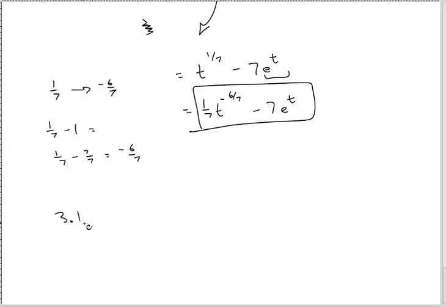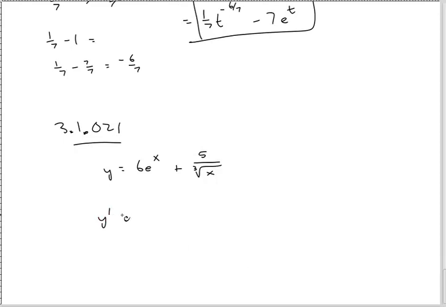Next question. 31021. We got y is equal to 6e to the x plus 5 over the cube root of x. Find the derivative. This is actually not too bad. Obviously, this e to the x is not going to change, but over here we got a 5x to the -1/3. Pause for a second. See how it's in the denominator? So it's negative. See how it's a third root, cube root, so it's 1/3.